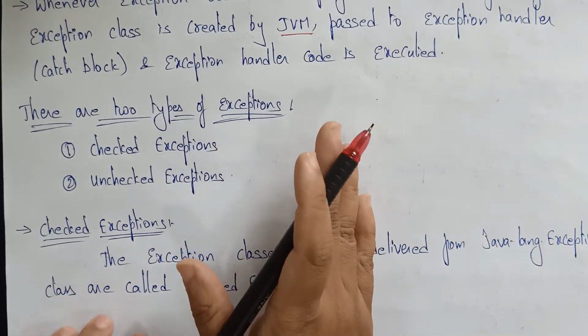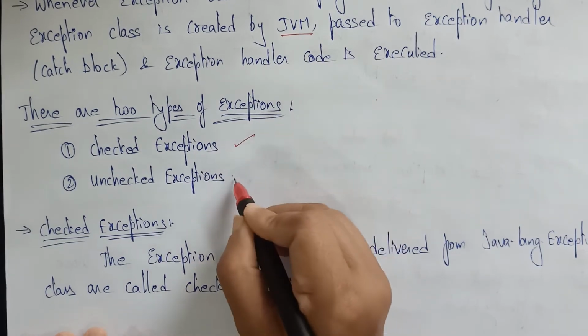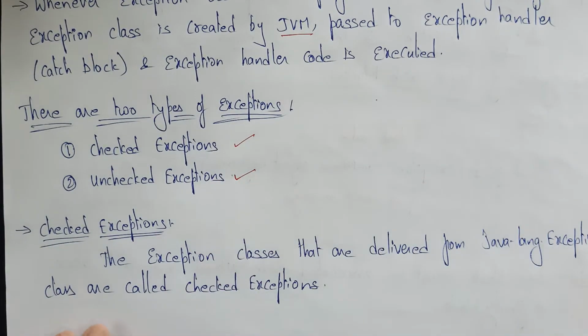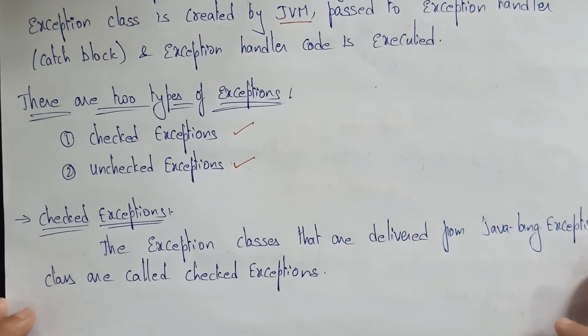There are two types of exception. One is a checked exception and another is an unchecked exception. So what is a checked exception? Which exceptions come under checked, and what is an unchecked exception? That we will see now.